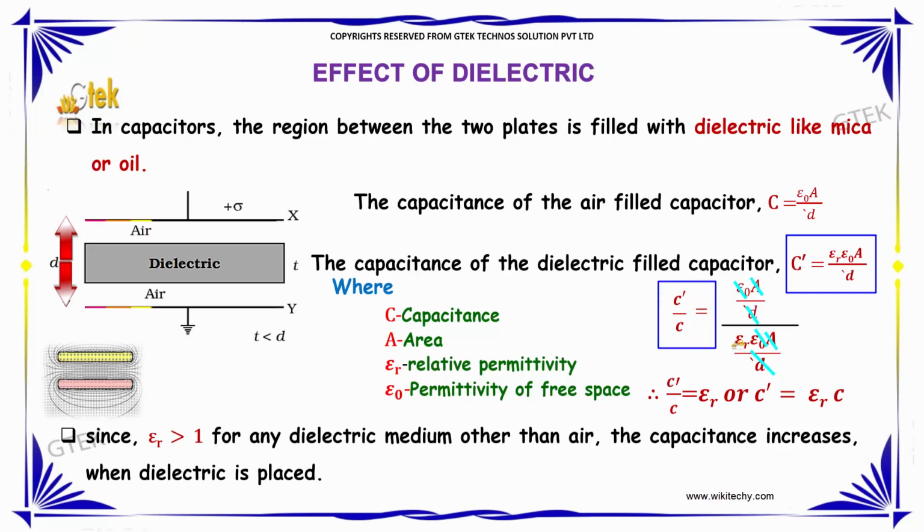Substituting the C dash and C values, the common terms in the numerator and denominator cancel, and we have C dash divided by C equal to epsilon r. So C dash will be epsilon r into C. Since we know that epsilon r is greater than 1 for any dielectric medium other than air, the capacitance increases when the dielectric is placed.